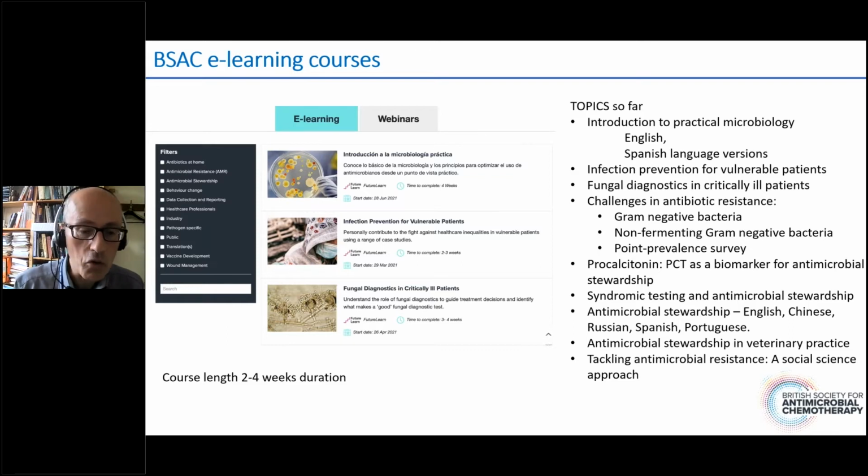Working out how to count antibiotic prescribing, so point prevalence surveys, how to carry out point prevalence surveys in your clinical setting is also something that we've got courses for.